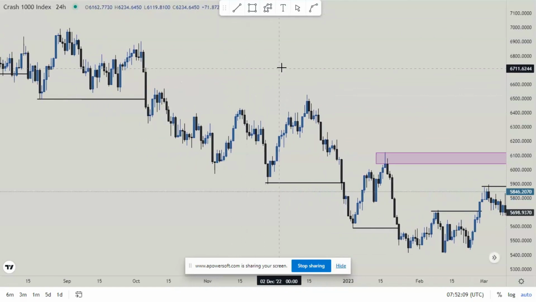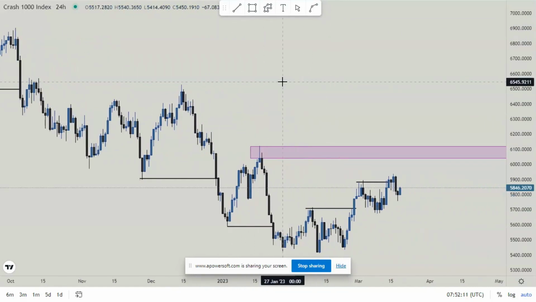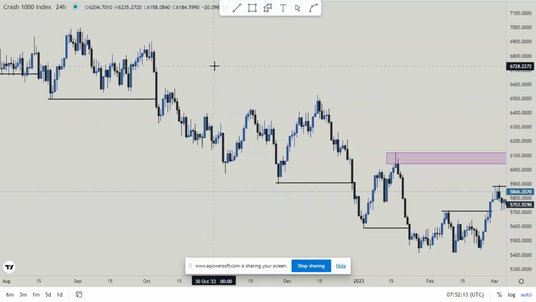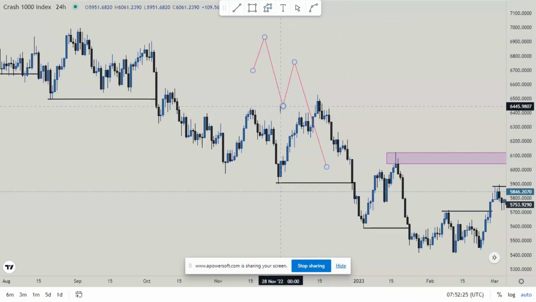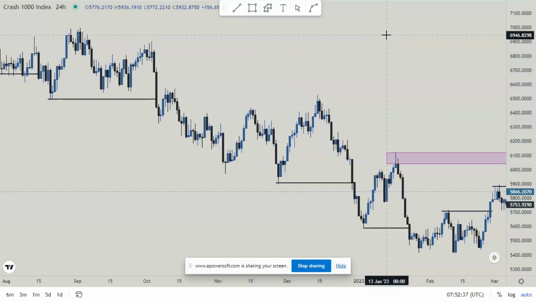And now we are on Crash 1000, Boom and Crash. For order blocks, there is an element of break of structure. Basically, we believe that as the market is moving and it breaks structures, the market is now bearish. So a break of structure is part of the talk about order blocks.